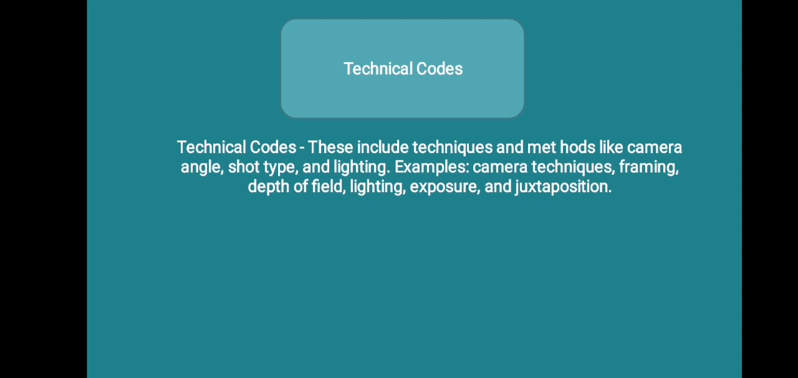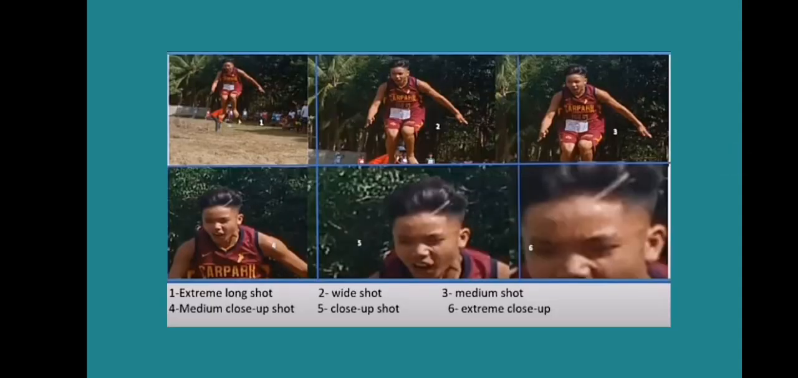Technical codes. Technical codes, this include techniques and methods like camera angle, shot type, and lighting. For example, we have camera techniques, framing, depth of field, lighting, exposure, and juxtaposition. So, in technical codes, dito natin makikita kung paano ba video recorded ang isang content, kung paano ba ang different angle niya at ang different shots niya.